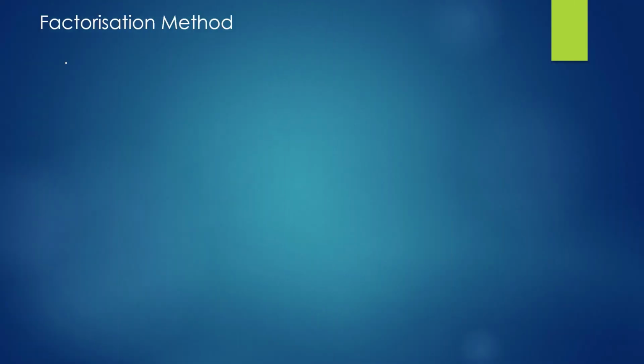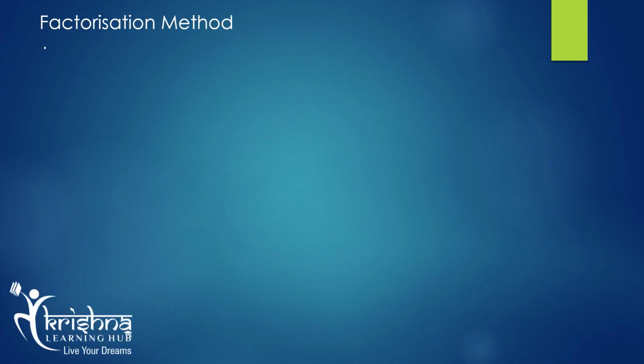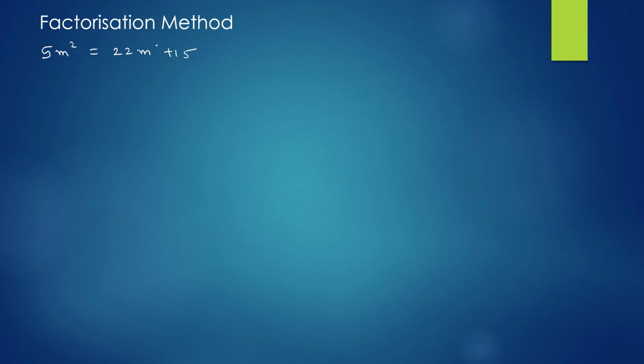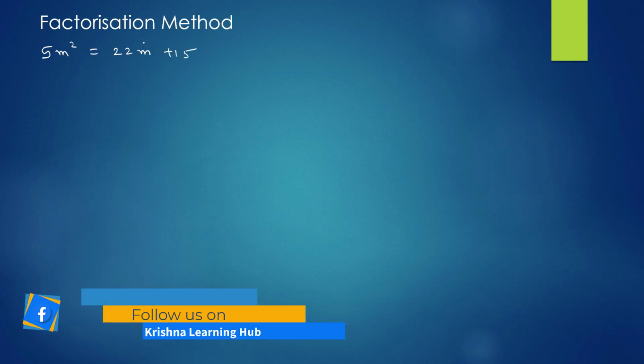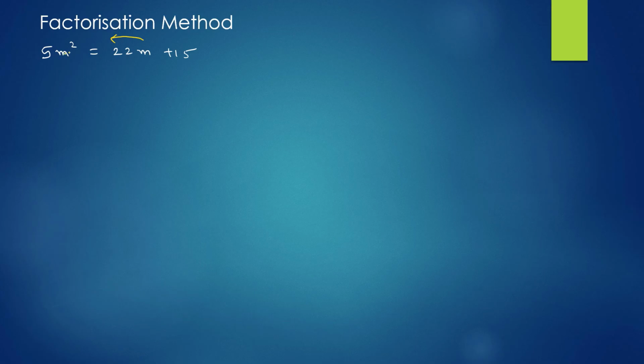For the factorization method, the last variation in this method is 5m square equal to 22m plus 15. Now, there are two variations. First, we have to take all the numbers to the left hand side. Okay. And one more thing, keep the m square always positive. If it's negative, take it to the other side and make it positive. Okay, it will be simpler to solve the sum.